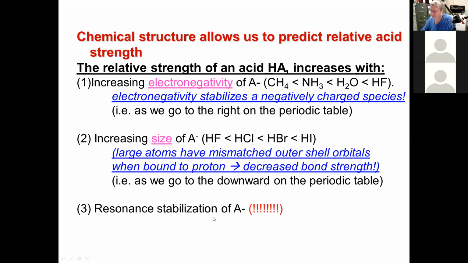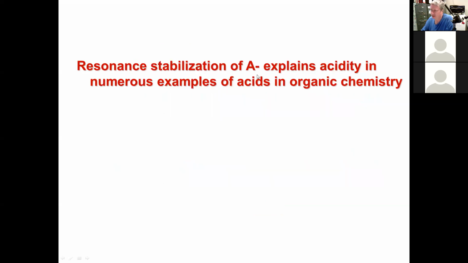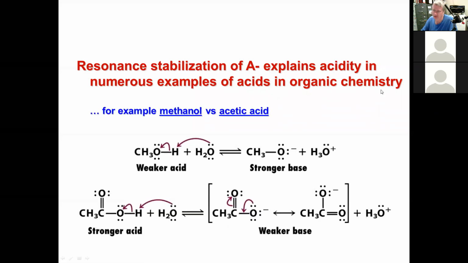So resonance stabilization of A minus explains acidity in a gazillion examples of acids in organic chemistry. A gazillion examples. We're going to be doing resonance stabilization of the conjugate base through the end of organic 2. Okay. All right, gazillion. Put that in your notes.